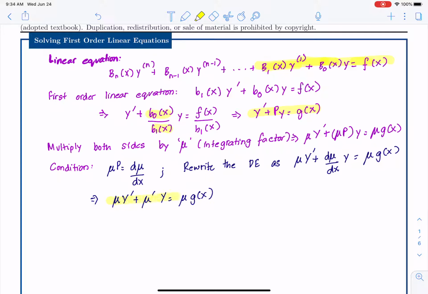If you closely observe that particular equation, we simply took the original differential equation and imposed a condition, and if that condition is satisfied, the original first order differential equation turns into mu y prime plus mu prime y equals mu times g of x. Now, the left-hand side of that equation should give you an idea if you think about calculus, calculus 1 to be clear.